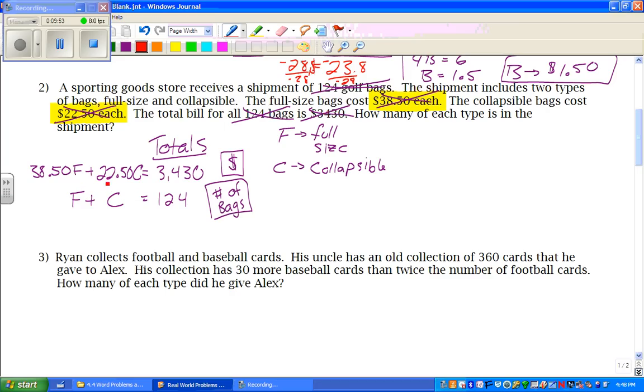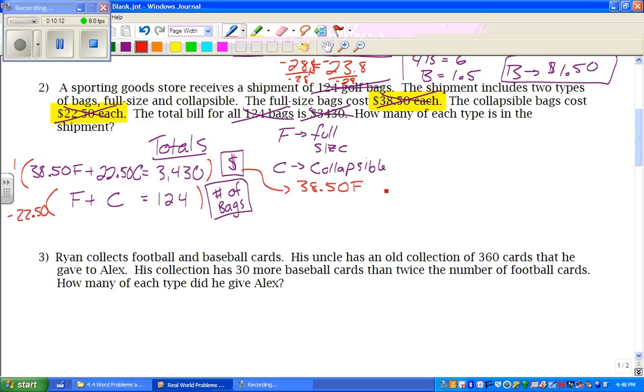So I want to get rid of C's. I'm just picking C's at random. So I'm going to keep this one. I'm going to multiply by 1. It's not going to change anything. The second equation, I'm going to multiply by negative 22.50. That way I can get opposites. So that first equation doesn't change.